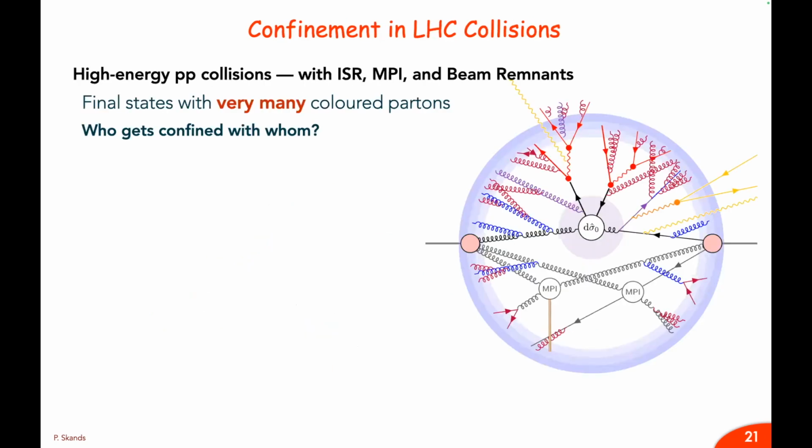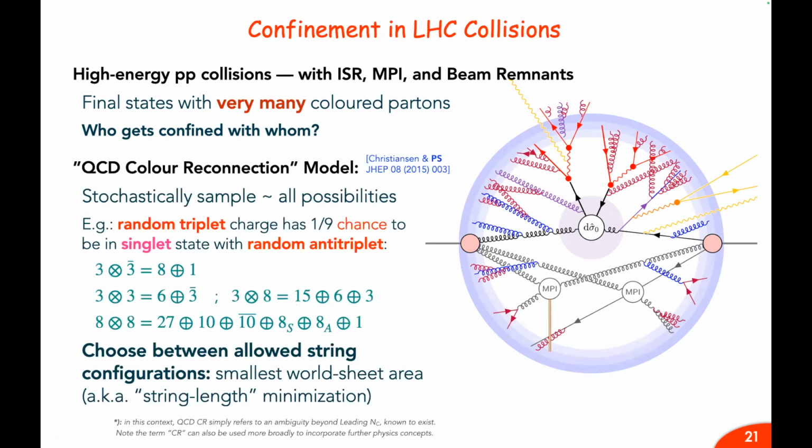So once I add all of these things, we have hard interactions, showers, all of that. We have multi-parton interactions and their showers now as well. We get a final state with very many colored partons, and now we have to ask, who gets confined with whom? Do we have this simple leading color picture, or can we have color reconnections? The most physical model for color reconnections is, I think, ours, that we came up with some years ago, but we had been thinking about color reconnections for many years. It was an empirical thing that the data supported and people were doing it, but we weren't quite sure what the rules were.